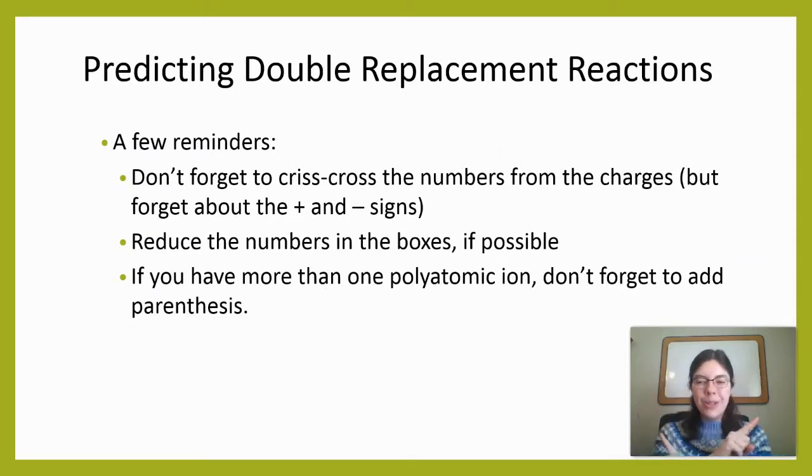When we crisscross the superscripts to get the subscripts, remember we just take the numbers from the charts. We do not use the plus and minus sign. Those just disappear. In the boxes, if we can reduce them, we want to go ahead and reduce them to the smallest whole numbers possible. And then finally, if we have polyatomic ions and we have a number in the box after it that's greater than 1, meaning we have more than 1 polyatomic ion, we need to add parentheses around it. So let's go ahead and try out a few examples of this.